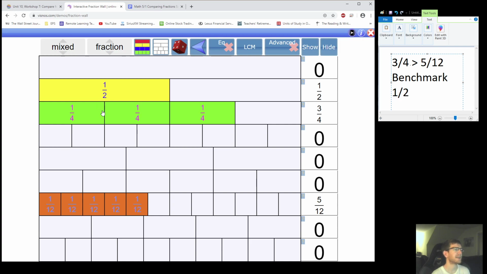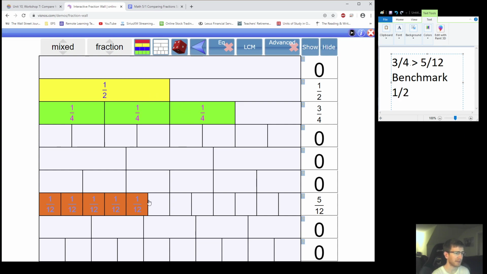So if we use 1/2 to help us, let's first think of 3/4. All right, so if we look at 1/2 and 3/4, 2/4 and 1/2 are equivalent fractions. But we have 3/4, so 3/4 is bigger than 1/2.